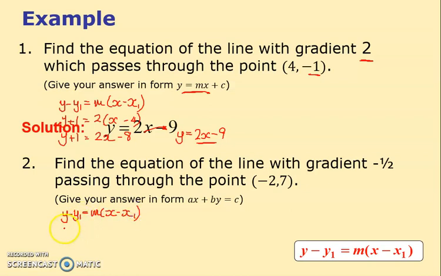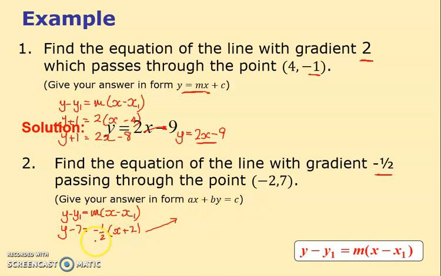And what's the gradient this time? It's minus a half, and I've got minus 2, 7. So when I type this in, y minus 7 equals minus a half x. I think it's plus 2 this time, because it's minus and minus 2. I'm going to come up here and do it up here.